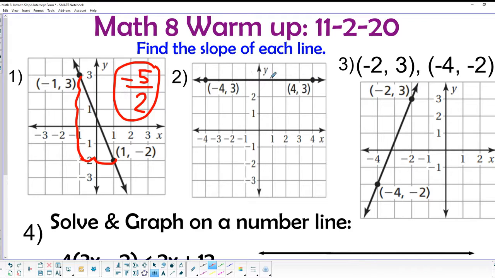This next line, you notice it's a horizontal line. And whenever we have a horizontal line, the change in y does not change. So 3 and 3 are the same. So this has 0 slope.